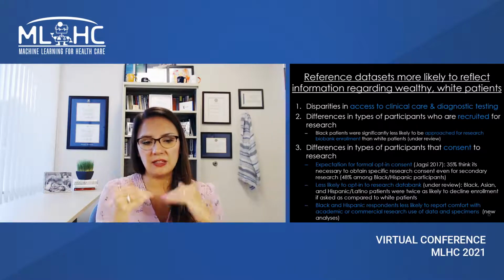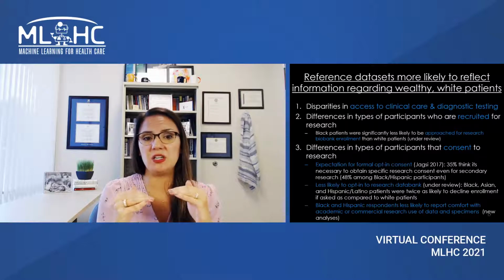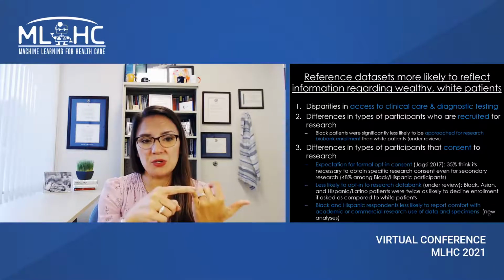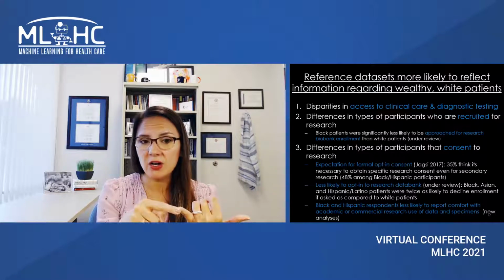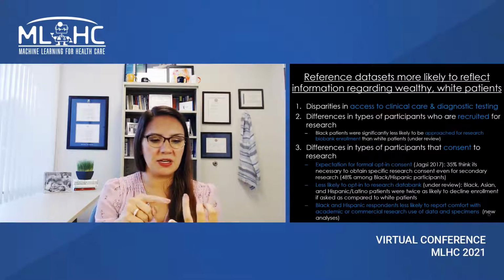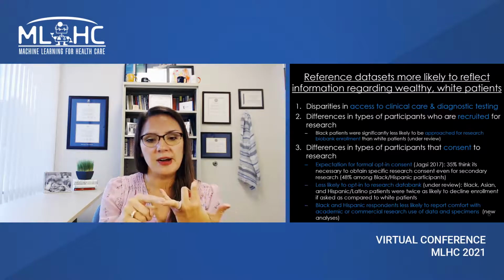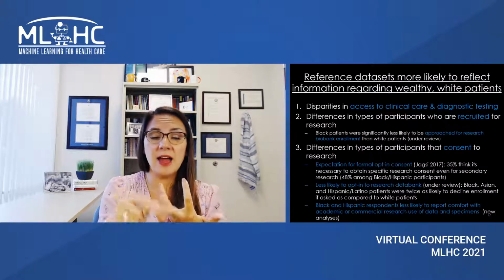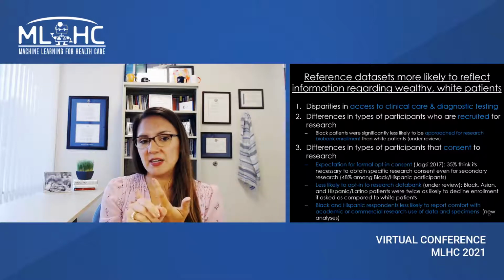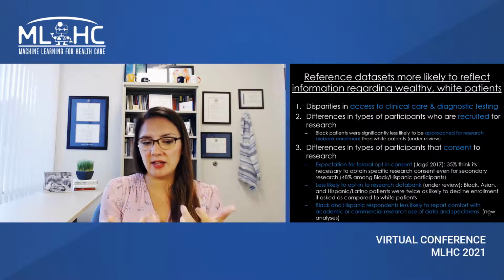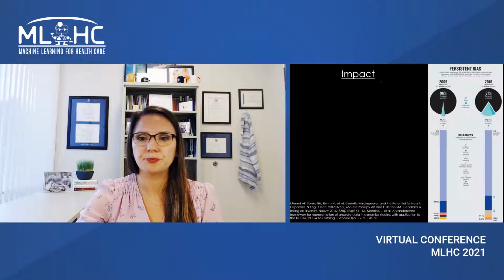So this is three different layers of points at which we skew the racial and ethnic demographics of our reference data sets. So first of all, certain communities are less likely to have access to care from which we derive those data sets in the first place. Second of all, when we're actually trying to draw people into research specifically, we are more likely to design protocols that recruit wealthy white participants. And then last, because of the ways that major academic medical centers and researchers have acted in the past, certain communities are less likely to consent to enroll in research.